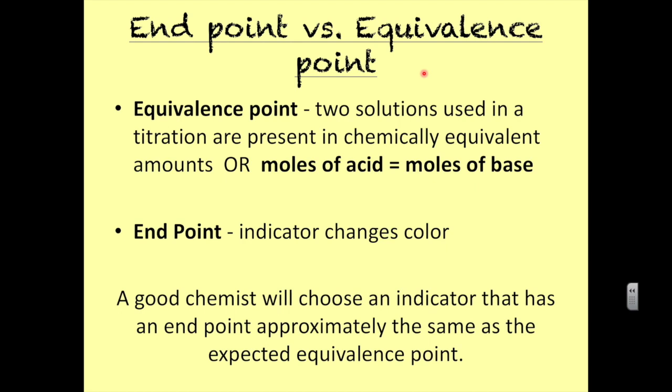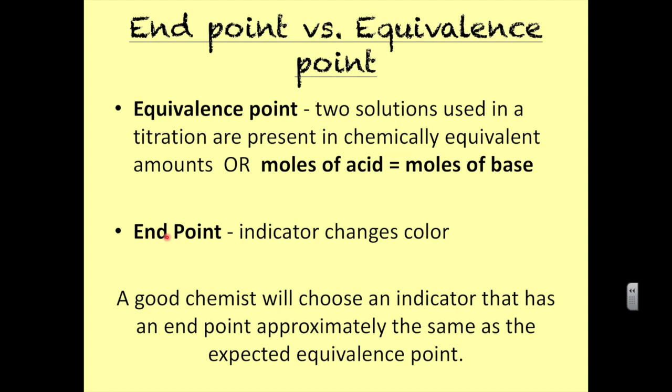Now, you've heard me say an end point and an equivalence point, and they mean two different things. Now, the equivalence point is when the two solutions in a titration are present in chemically equivalent amounts. Also, an easier way to say that means that the moles of acid will equal the moles of the base. This is the most important part of a titration, is at this point. That's what we're trying to get to.